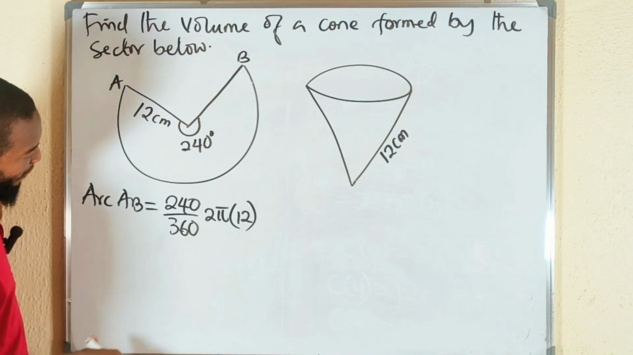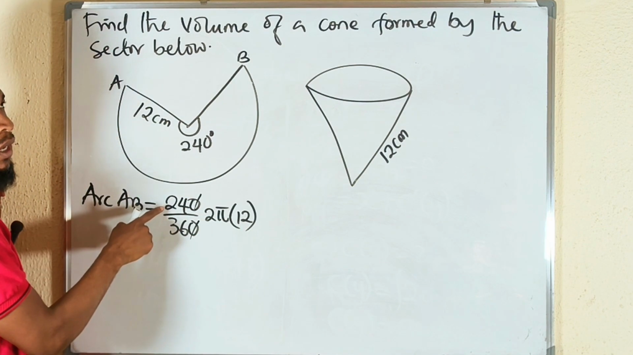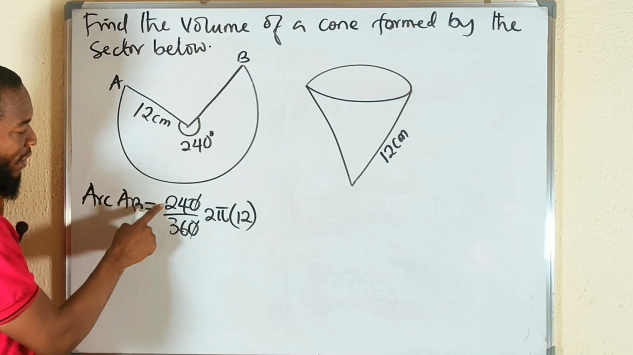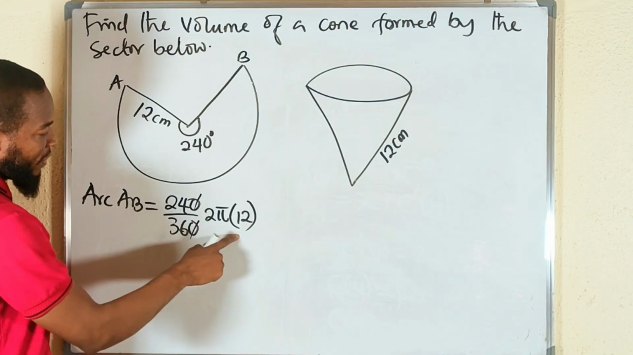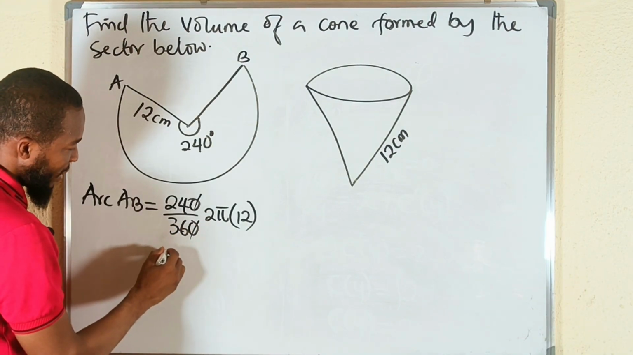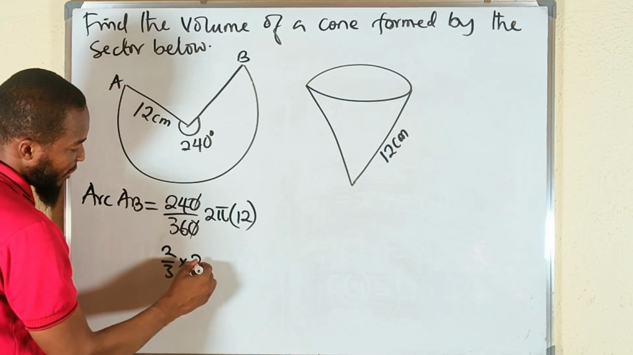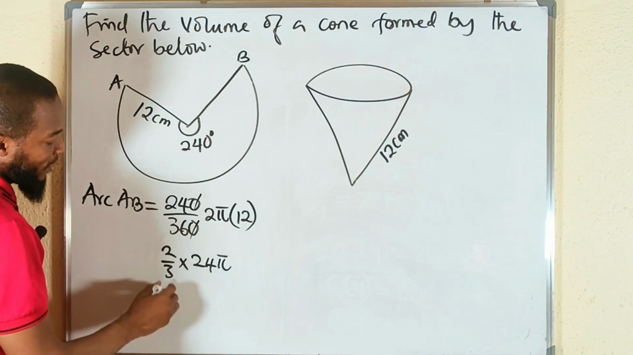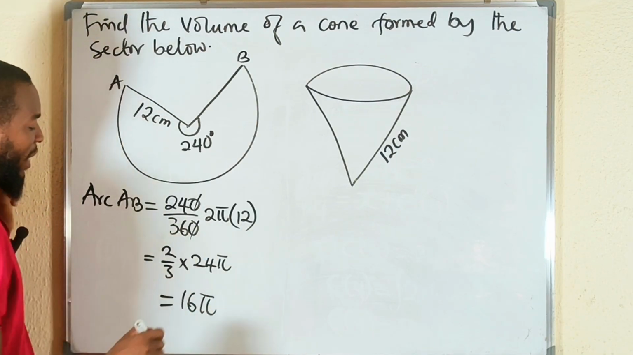Let me see what can divide. 0 can divide. And I think 12 can divide this, right? 12 can also divide this. 12 here is 2 over 3. And this is 24. Okay, let me break it like 2 over 3 multiplied by 24 pi. 3 here, 8 times 2, 16. So this is 16 pi. I would like to leave it like this, 16 pi.